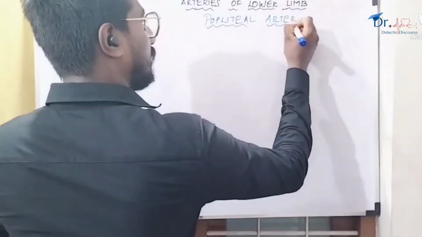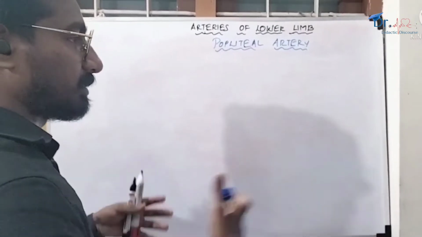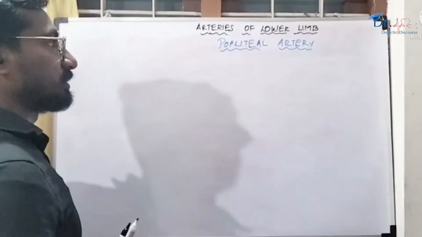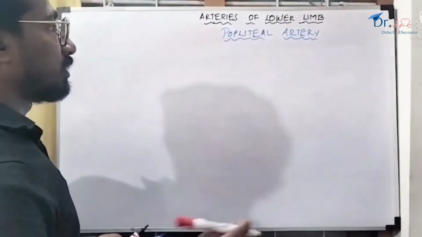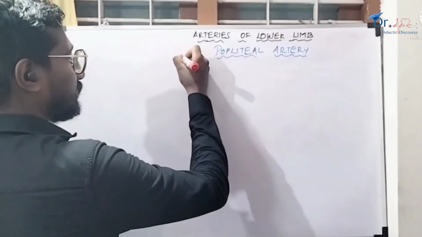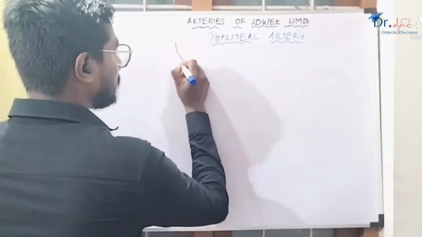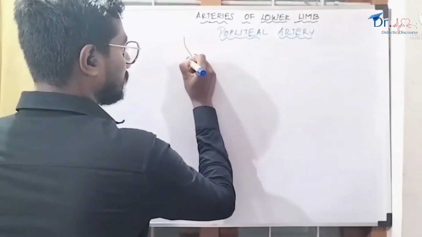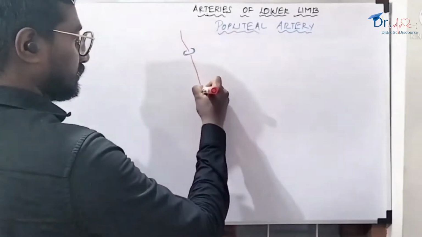So now, as I told you already, whenever we learn about any arteries or blood supply, be it the arterial supply or the venous supply, we have to learn about the origin and the termination. So the origin of the popliteal artery is the continuation of the femoral artery. When the femoral artery reaches the adductor hiatus, it continues as the popliteal artery.